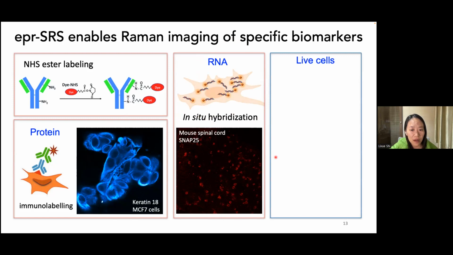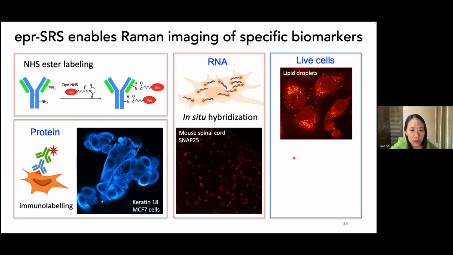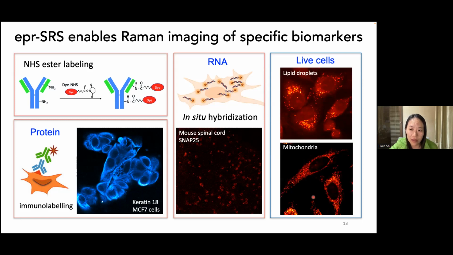In addition, our technique is generally compatible with living cells. For instance, we can probe the distribution of organelles such as lipid droplets and mitochondria in live cells.